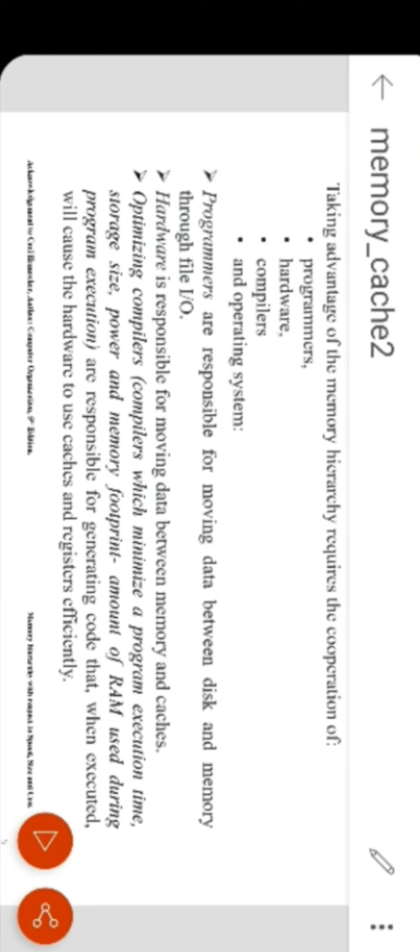The compiler should be optimized, meaning it must reduce the program execution time, reduce the storage space required, the power required, and the memory footprint. Memory footprint means the amount of RAM that is used during program execution. To reduce all these, the compilers must be optimized. That means the compiler's design must be able to take advantage of hardware, so as to use cache and registers efficiently.